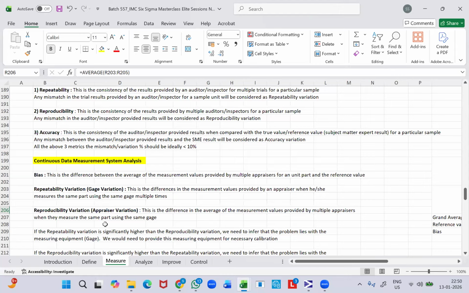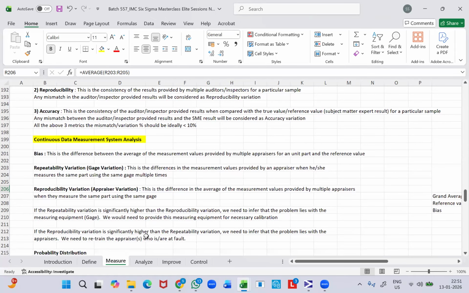But if the overall gauge R&R variation percentage itself is less than 10%, then we don't have to bother, right? So we can infer that the measurement system is actually working fine. So that's what is written here. If the repeatability variation is significantly higher than the reproducibility variation, we need to infer that the problem lies with the measuring equipment, that is the gauge, and we need to provide this measuring equipment for necessary calibration.